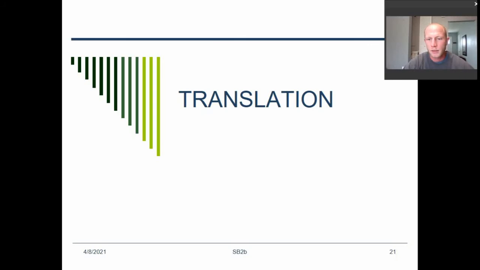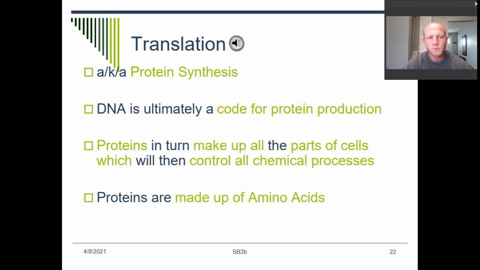Okay. So translation, this is also known as protein synthesis. DNA is ultimately a code for protein production. Proteins, in turn, make all the parts of the cells, which will then control all of the chemical processes. Proteins are made up of amino acids, okay? Amino acids are going to be a new molecule that we have to learn about. Amino acids are these little molecules that we chain together, and we put a whole bunch of these guys together, we make up this protein, okay? And that's all it is.